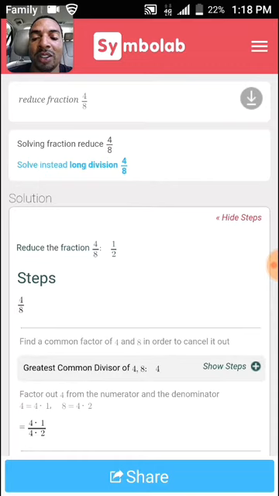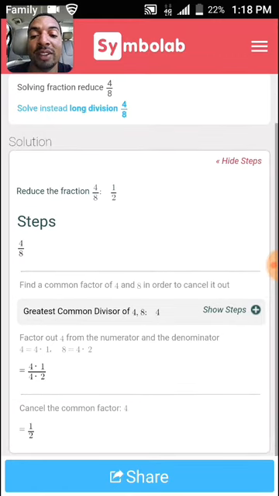So we're going to solve instead of long division. If we reduce the fraction 4/8, it will become 1/2. Let's see how we got there. First we find the common factor of 4 and 8 in order to cancel it out. What two common factors do they have in common? The common divisor of 4 and 8 is 4.